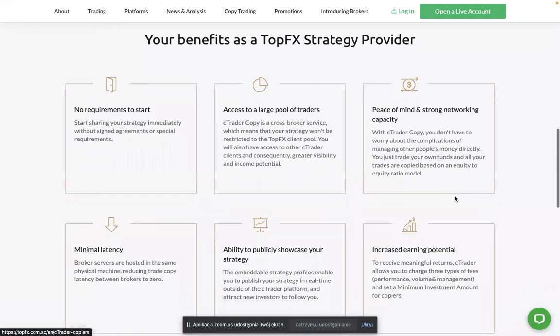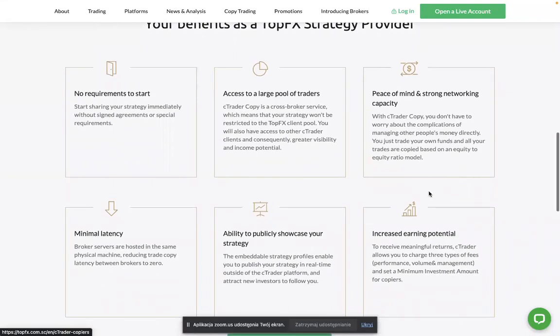What are your benefits? As a TopFX strategy provider, there is no requirement to start. You will start immediately without signing any agreement or any special kind of agreements or documents. You will have access to a large pool of traders because it's a cross-broker service, which means your strategy won't be limited only to the TopFX client pool, but to other traders from other pools, of course. And you will also have access to the other cTrader clients and consequently greater visibility and income potential, right?